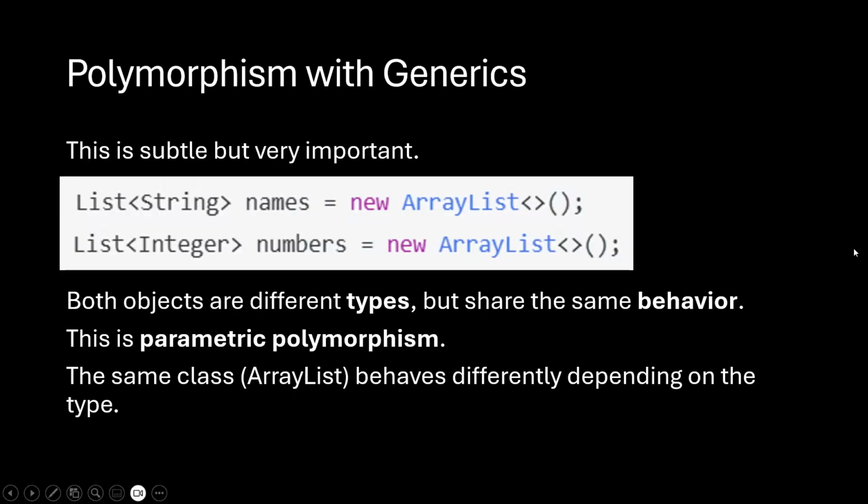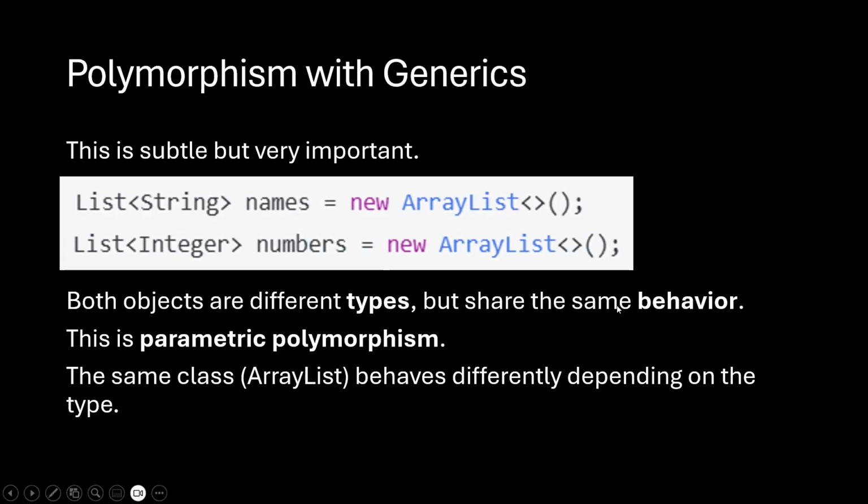Polymorphism with generics. It's subtle but very important. So we already have the list interface, which can take in a string or an integer or any reference type. And we can infer the type from what's put in the list. So we can infer that this is a string, this is an integer. And both objects are different types, but they share the same behavior. And this is also known as parametric polymorphism.